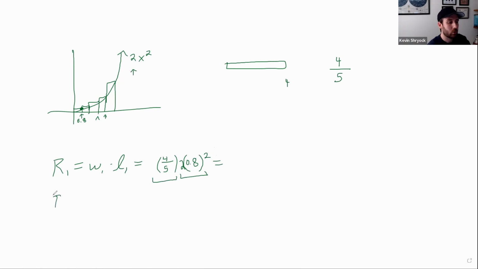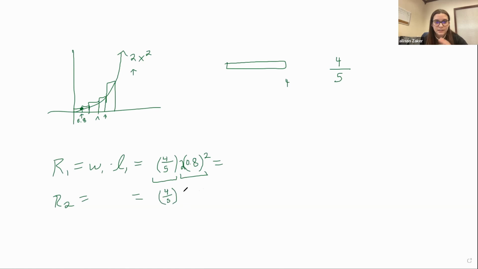Great. Now I could do it for the second one. The second one is going to be same width. Same width. So I've got a 4/5 all the time. What's the next thing I'm going to plug in? You're going to plug in the height into the equation. Good. What would that be in this case? So it'd be 2 times 0.8 plus 0.8.